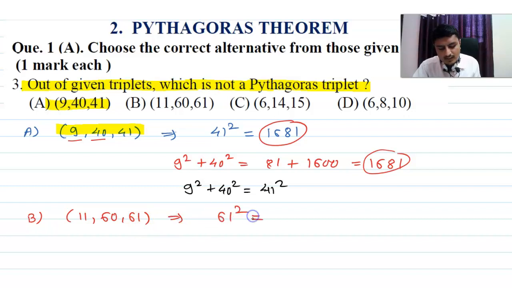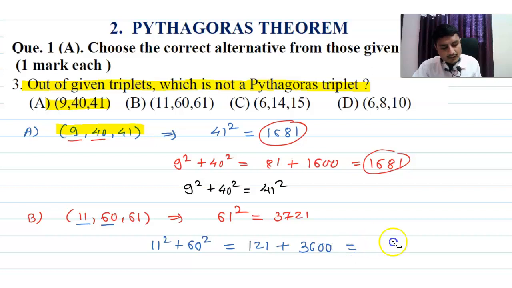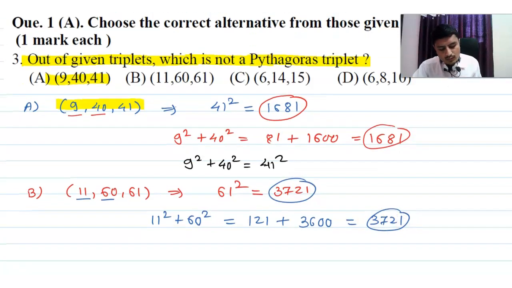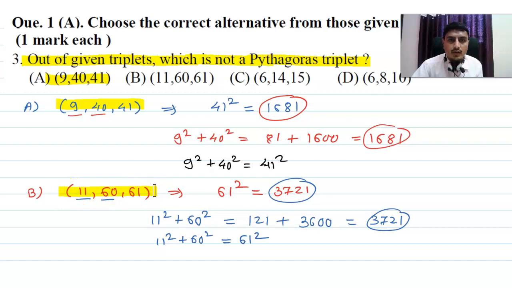Among them the greatest number is 61, whose square is 3721. The remaining two numbers are 11 and 60. So the square sum of them is 11 square plus 60 square. 11 square is 121, while 60 square is 3600. Once we add them up we get 3721, which is exactly equal to 61 square. So we can write 11 square plus 60 square is equal to 61 square. That means the given three numbers 11, 60, 61 satisfy the Pythagoras theorem. So 11, 60, 61 are a Pythagorean triplet.